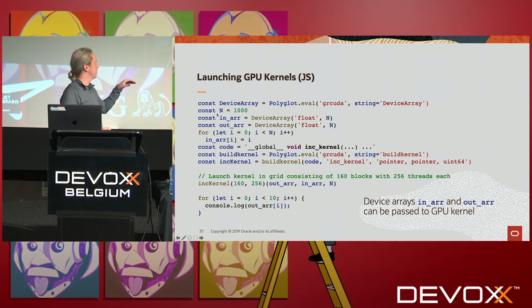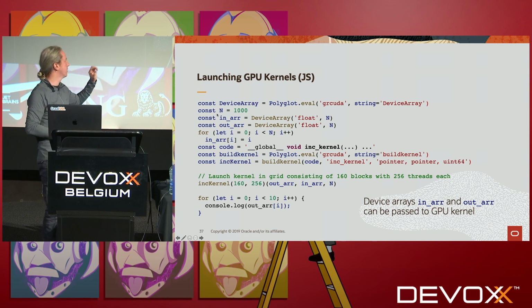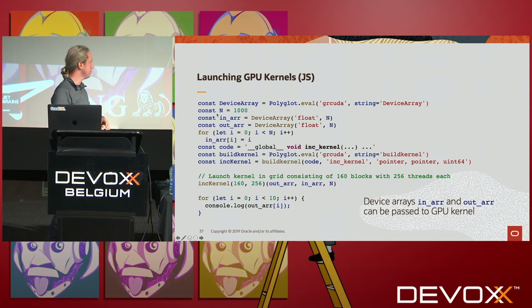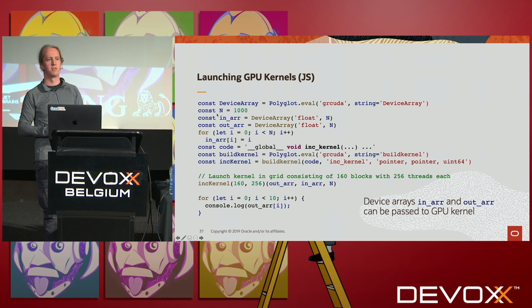So yeah, this is a more concrete example where I'm creating some device arrays for input and output data, and then I have my kernel from the last slide, and I'm just going to build the actual kernel using the build kernel function, give it the parameter types, and then configure the kernel with 160 blocks and 256 threads per block. And afterwards, I can just access the output array like any other array that there is in my Python code or JavaScript code as it is here. And I think this is really the simplest way to access GPUs that I've seen so far.